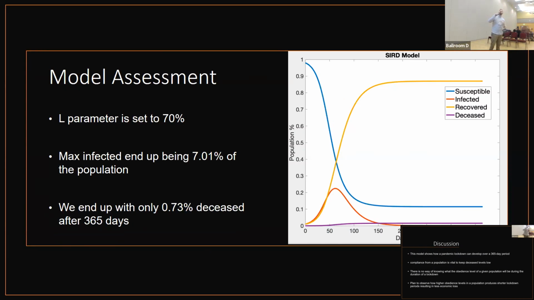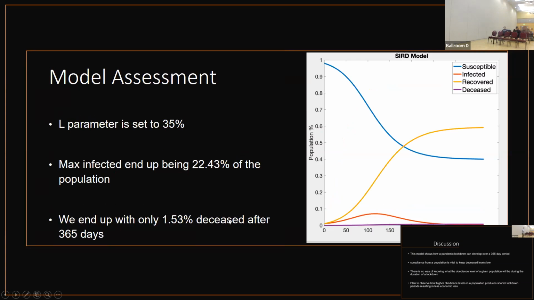All right, so this model shows how a pandemic lockdown can develop over a 1-year period. Compliance from a population is obviously vital to keep the disease levels low. And there's no way of knowing the obedience level of a given population, but I've also been investigating obedience levels and how that changes the outcome of the lockdown. And I plan to keep observing how high obedience levels in a population produce shorter lockdowns. But that is pretty much my research in a nutshell that I've been working on over the last year.